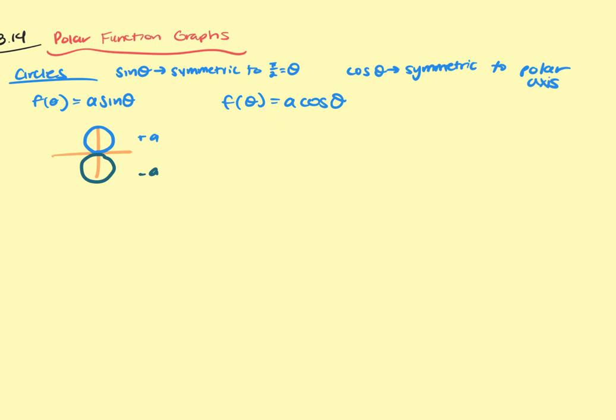For a cosine theta, now it's right or left. If it's a positive A, it's to the right. If it's a negative A, it's on the left.